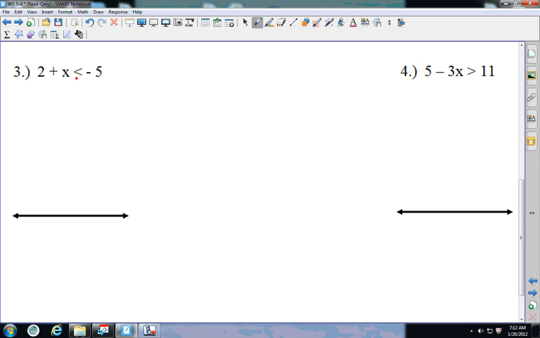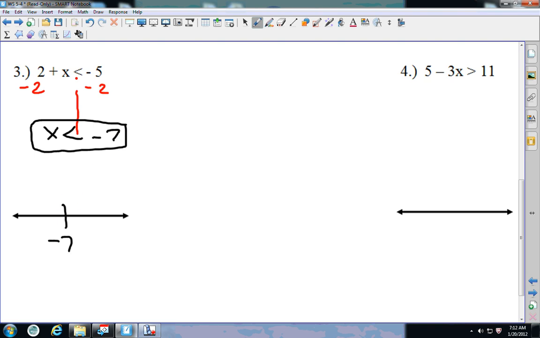On number 3, I would subtract 2 from each side, and I get x is less than negative 7. Because you have 5 negatives and 2 negatives, that gives you 7 negatives. So I have negative 7. The 0 is to the right of it because you'd be getting more positive going to the right. I would make an open circle, and you should have shaded to the left.